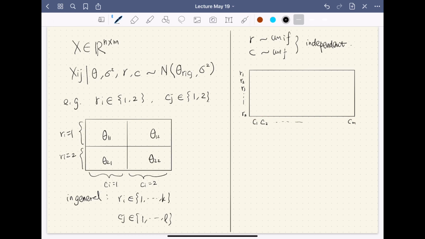And the first question asks you to derive an EM algorithm for the biclustering problem, right? And I also ask, is the E step computable?